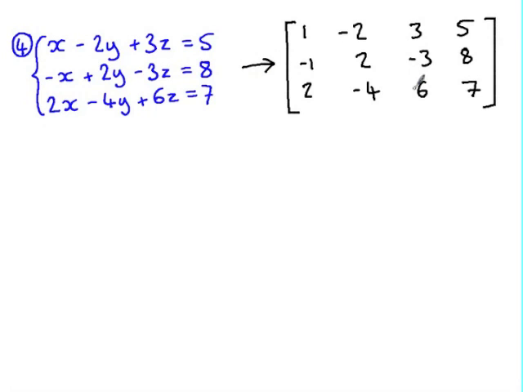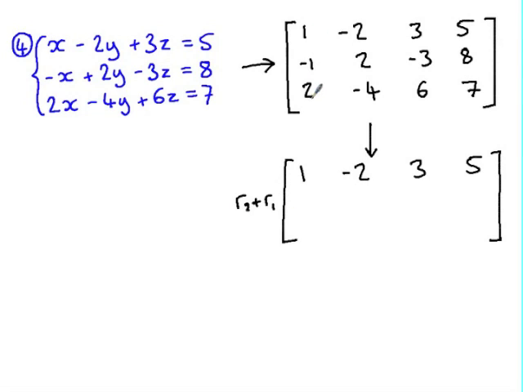So in example number 4, here's the matrix form of the equations, and I'm going to perform two row operations at once. Row 1 remains unchanged. I'm going to replace row 2 with row 2 plus row 1, and replace row 3 with row 3 take 2 lots of row 1.